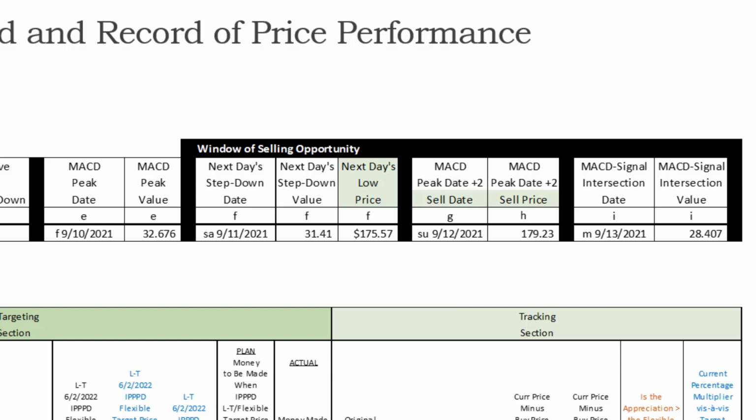However, we are dealing with the crypto market, so the distinction between close and open is maybe 1 second. But for the sake of argument, we're using the market open price of $179.23. There are 2 more columns for data. The date when the MACD line and its signal line intersect, Monday, September 13th, and the value at that crossing, 28.407.